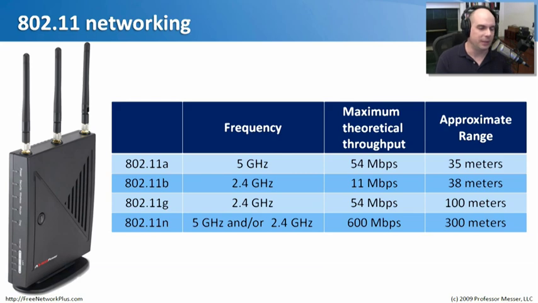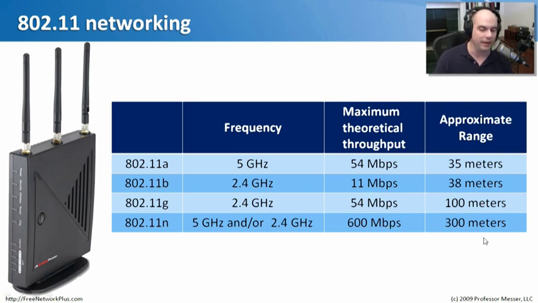Here's a summary of some of the information we were just talking about, the 802.11 A, B, G, and N, the frequencies that they use. Those are important things for you to know for your Network Plus exam, as is the maximum theoretical throughput, the data rates for those networks, the 54, 11, 54, and 600 megabits per second.